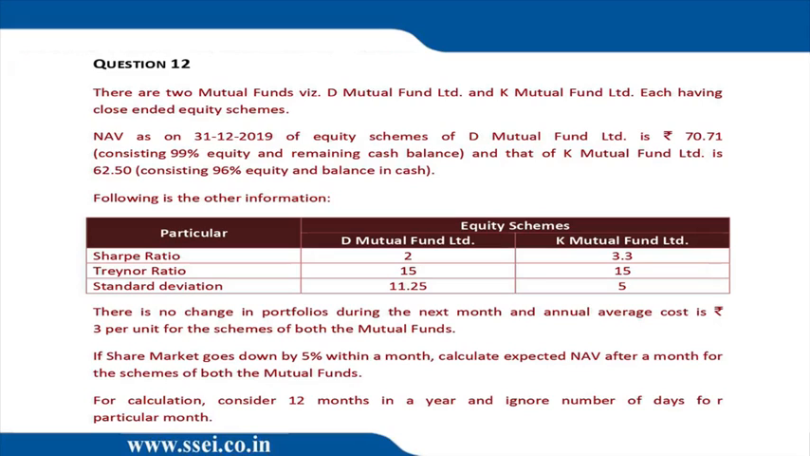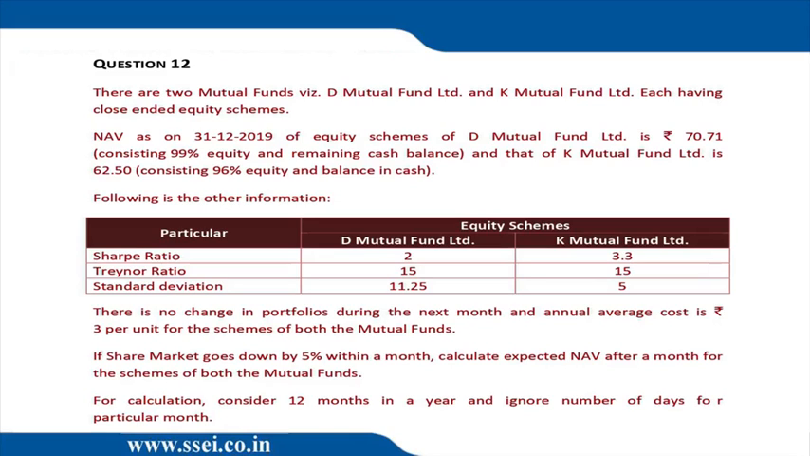Let me read further. Following is the other information. So we are given the Sharpe ratio, Treynor ratio, standard deviation. Sharpe ratio is excess return to SD. Treynor ratio is excess return to beta. And SD is given. So if Sharpe ratio is given, SD is given, we can cross multiply and calculate the excess return. So for fund D, 2 into 11.25, which is 22.5% is the excess return.